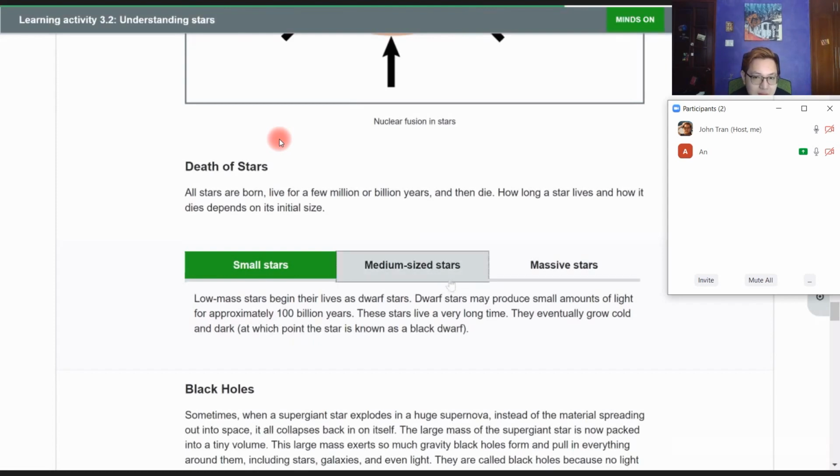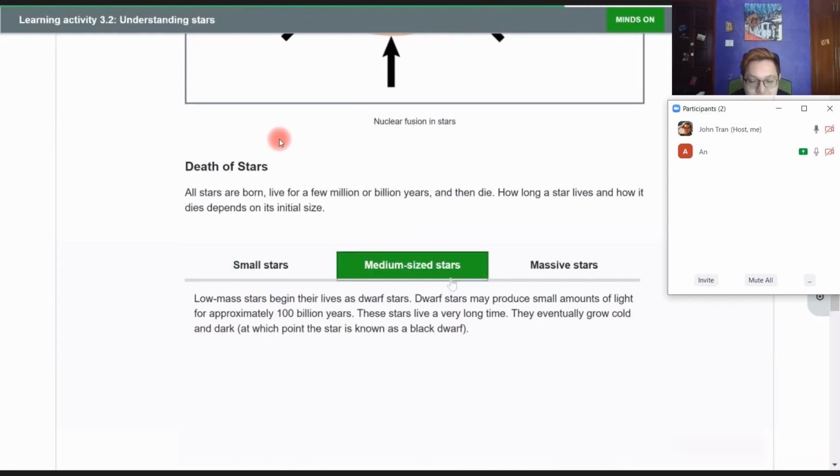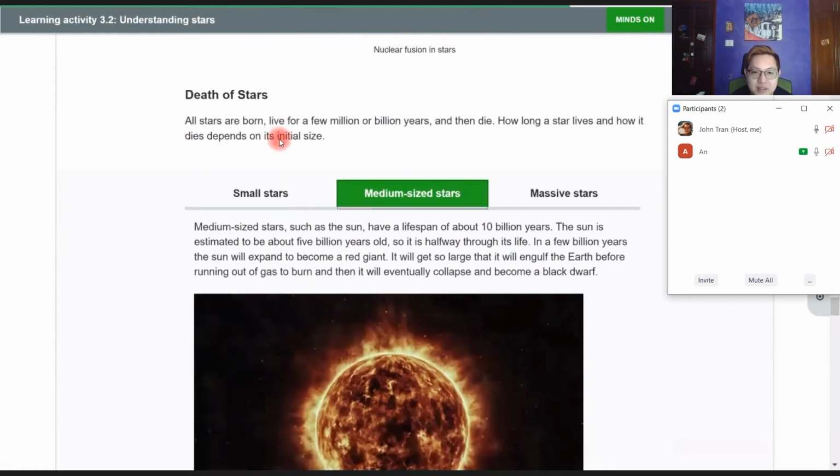Medium-sized star, massive star. Let's see now. Of course, it depends on the mass of the star. Then we will know if they will become black holes later or not. So our sun will not become a black hole, according to what scientists speculate, but we never know.